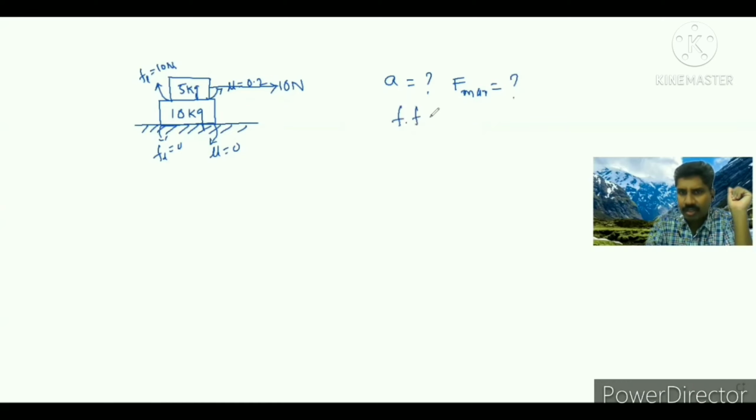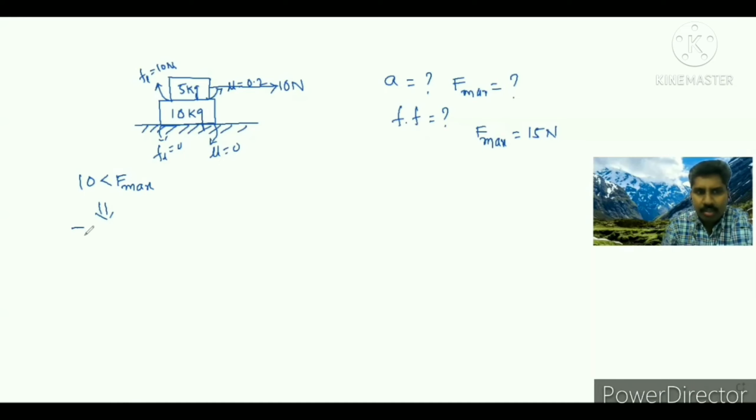Then we need to calculate the frictional force. F max we already calculated. How much is it? In the top case, the same 15 newtons we derived already. I am not deriving it now. For acceleration, 10 is less than F max, so both blocks will move together. So the accelerations are also the same. Both blocks' accelerations are the same.